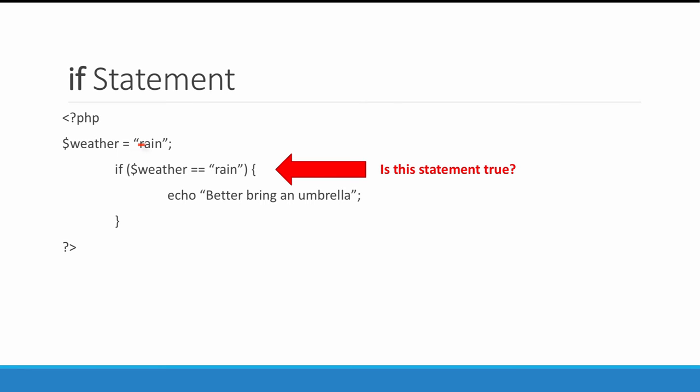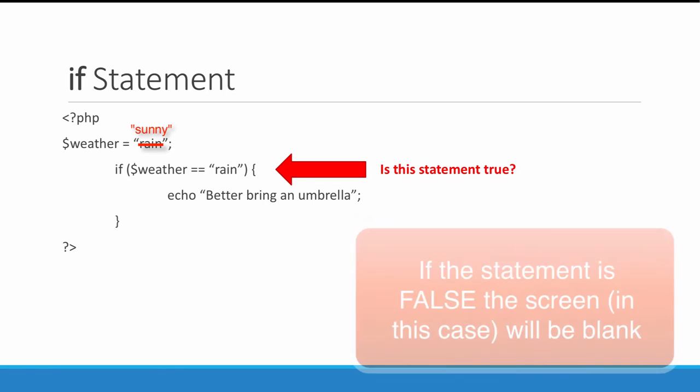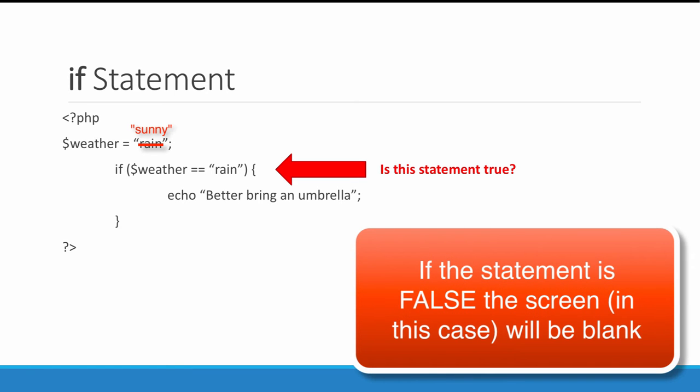Now what happens in this case is if this statement is not true, for example, we change weather to sunny instead of rain, in our if statement we are still looking for the word rain. In the case of just a plain if statement, because there is absolutely nothing else on this particular page, it would show up as a white screen.